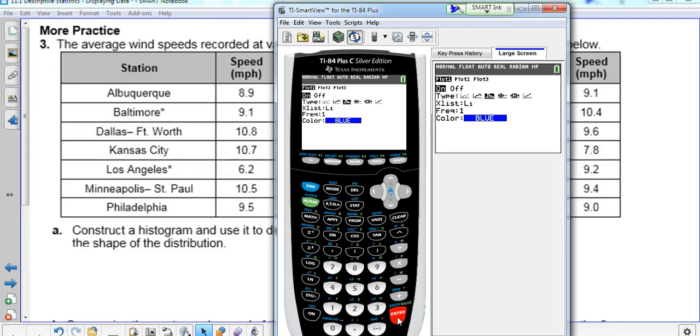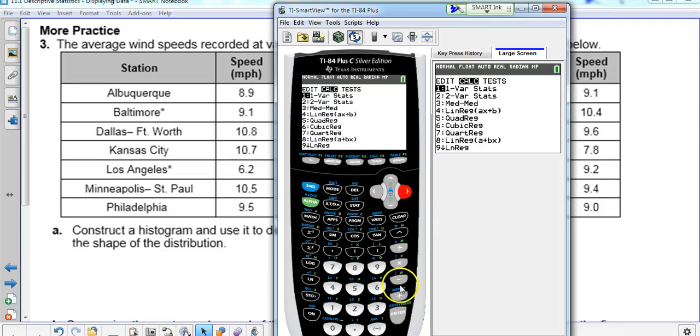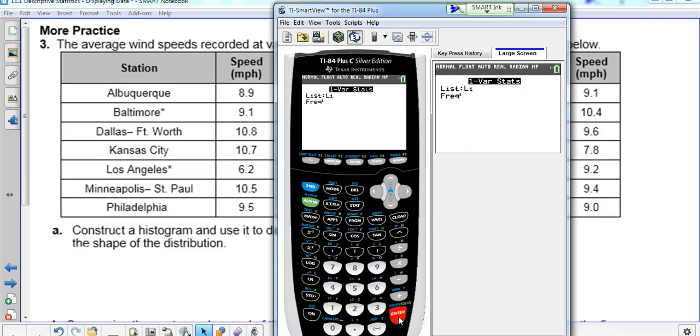Then we need to use what to find our measures of center and spread? Mean and standard deviation, not the 5-number summary this time, okay? So we're going to go stat, right arrow, one variable stats, no frequency list, and we're going to say the mean wind speed was what?